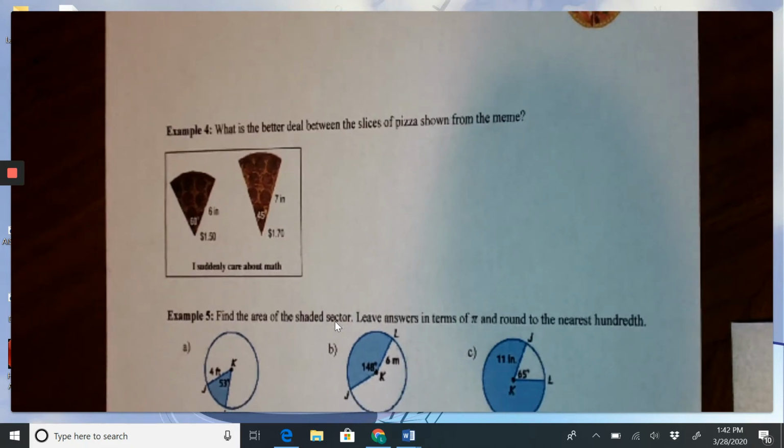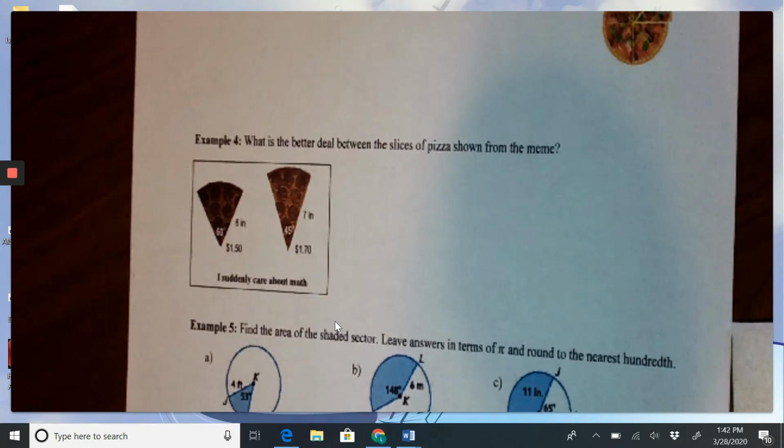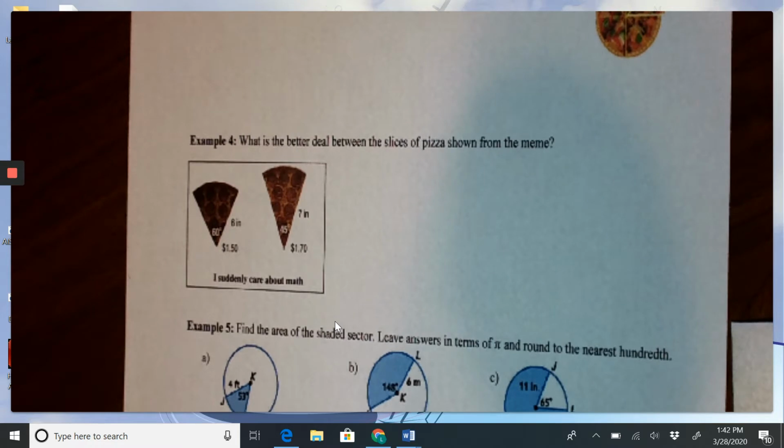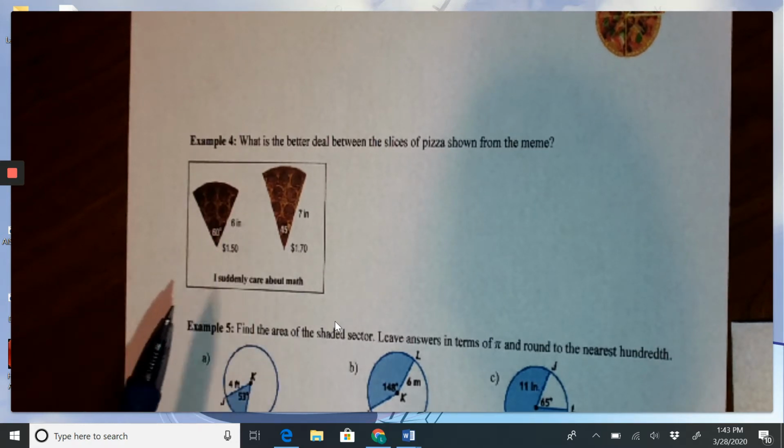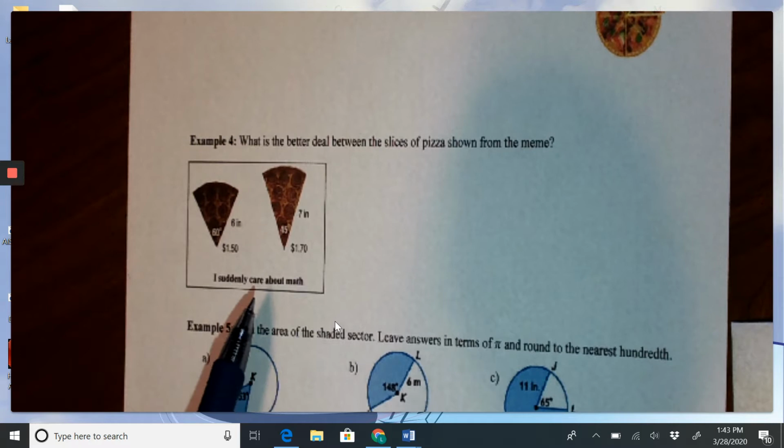Now we're going to look at example 4, which is an extension problem of a real world example of why areas of sectors would matter. This meme is kind of a joke. It has two slices of pizza for different prices, and it says "I suddenly care about math." Yes, because we want to know which one's the better deal. What should we be buying?